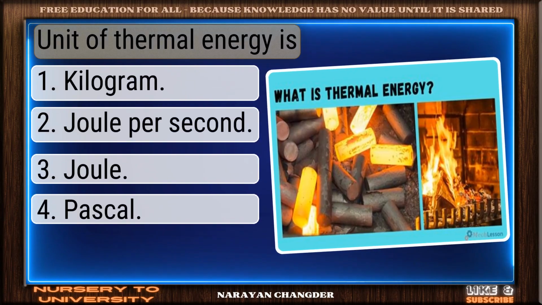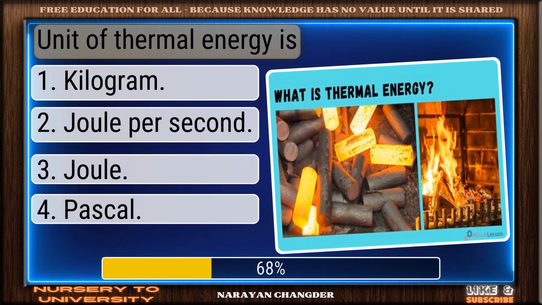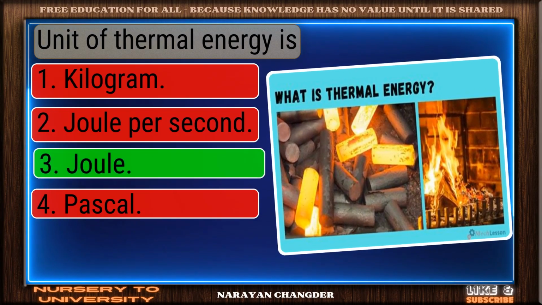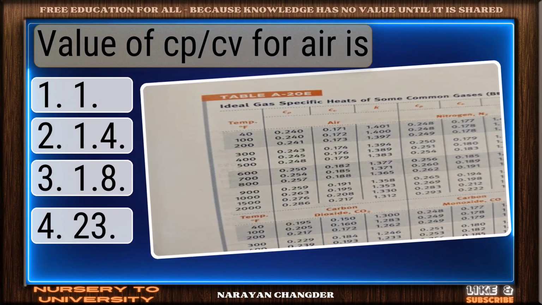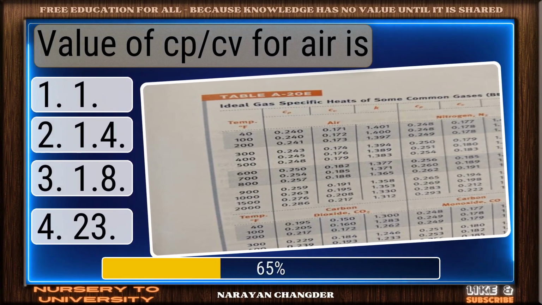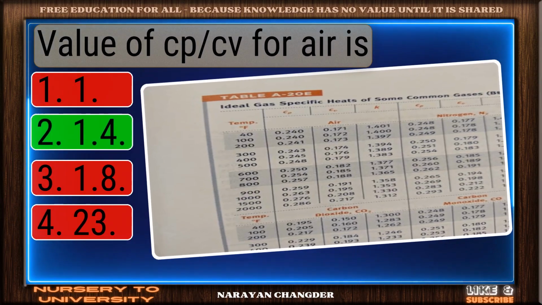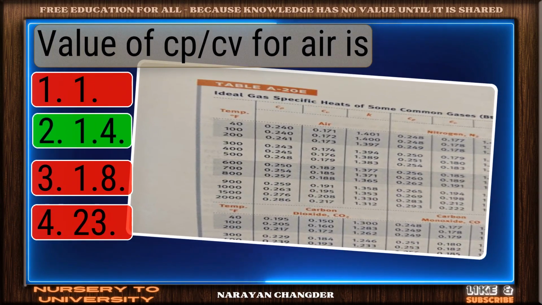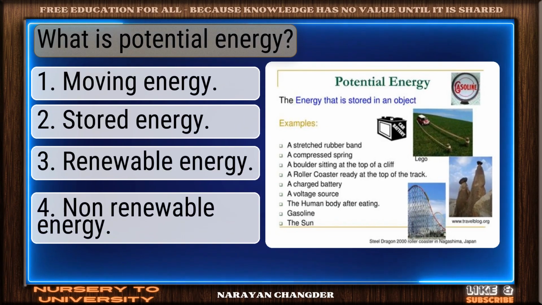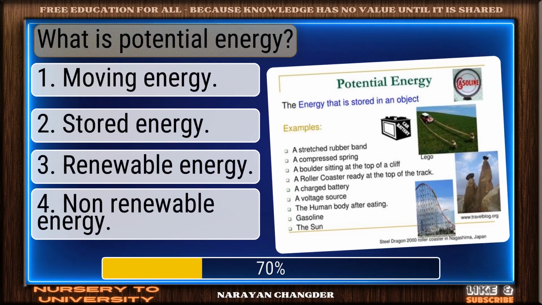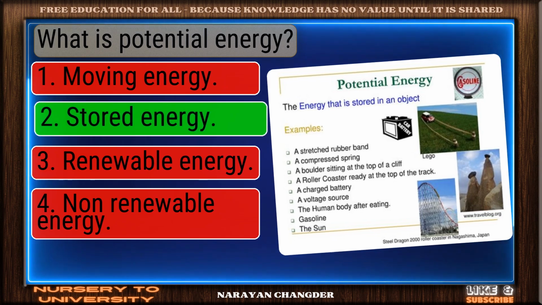Unit of thermal energy is. Well done. Joule is the right choice. Value of Cp/Cv for air is. Clear logic. Your choice 1.4 is sound and 100% true. What is potential energy? Bravo, stored energy is the answer.